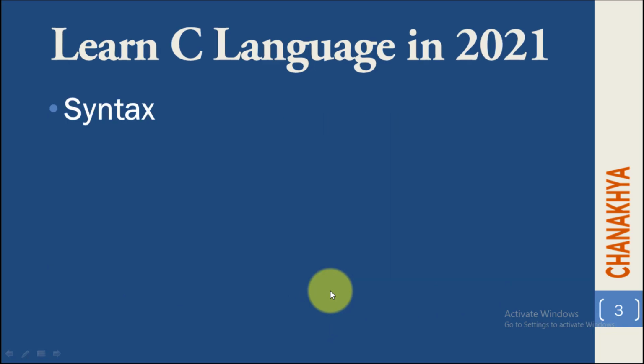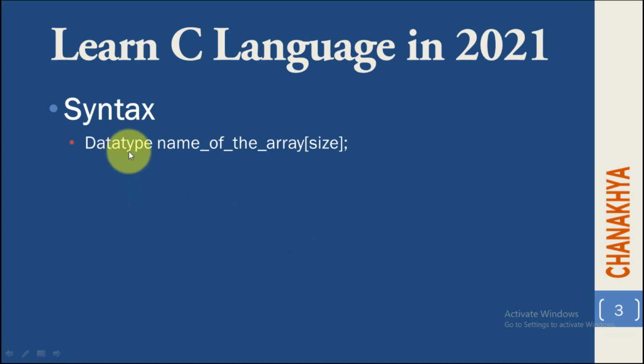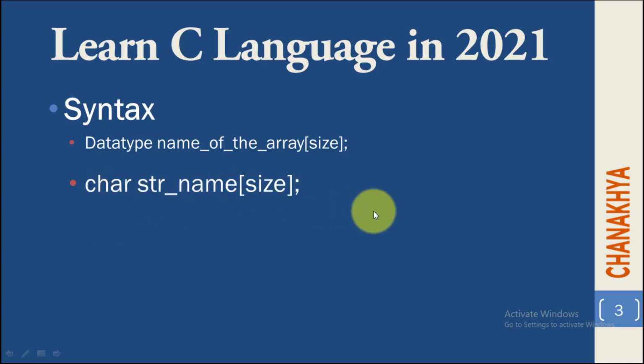Here we go with the syntax of the string, how to make a string array. For that we have to declare the data type, then give the name of the array, then specify the size of the array. Here is an example. Most of the time, when we talk about strings, the data type is always char, then we give the array name, then specify the size of the array.